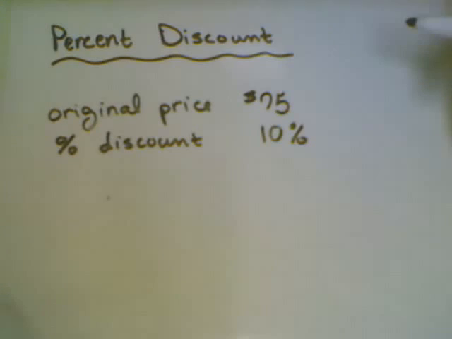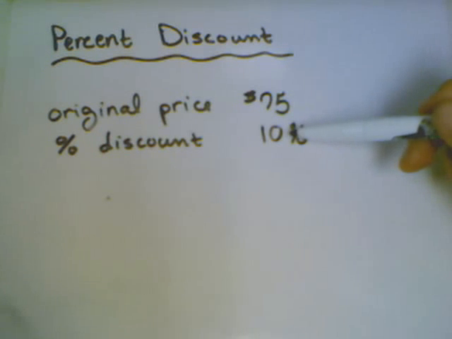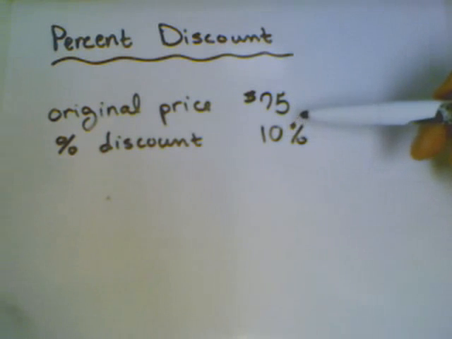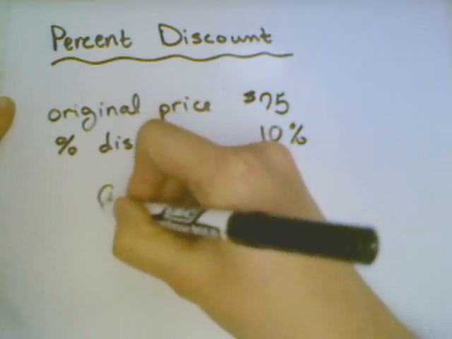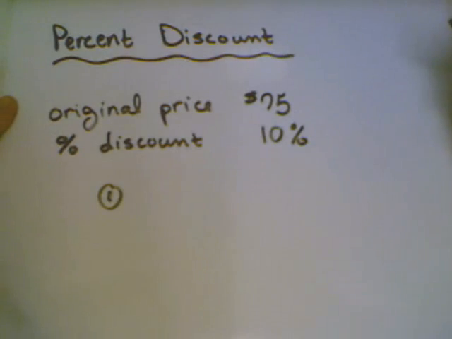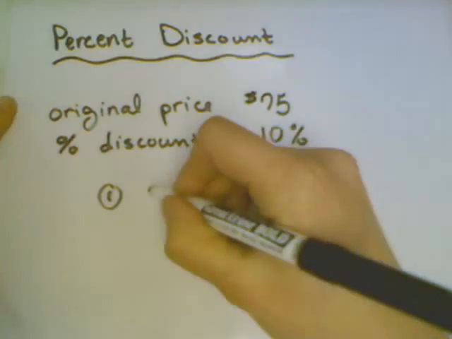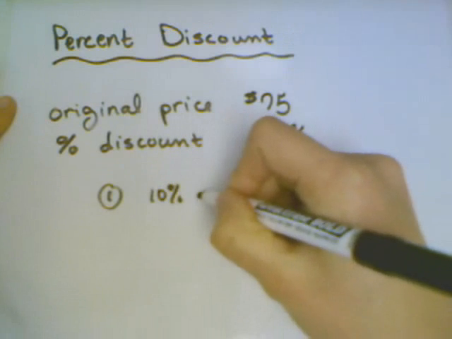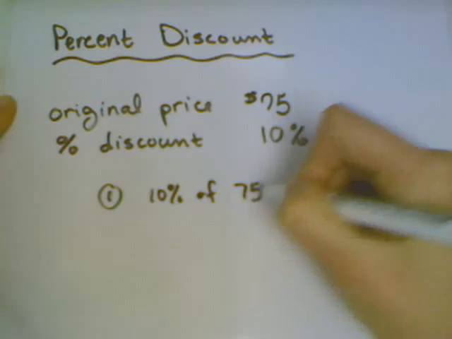In this next set of problems, we're going to deal with some real-life situations. This first one is percent discount. So imagine you go to a store and you want to buy an item that is $75. But that item is 10% off. How much are you really going to pay? Well, the first thing that we need to figure out is how much money is actually being taken off of the price. That is, what is 10% of $75?